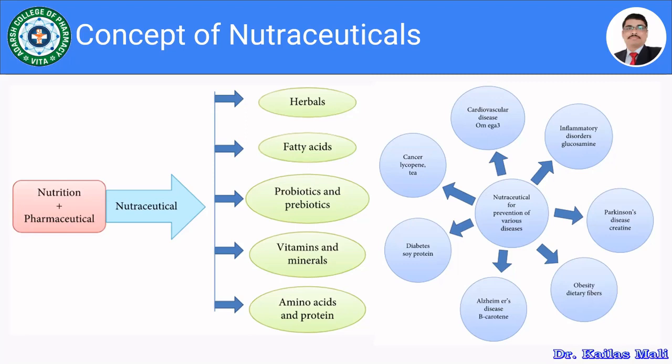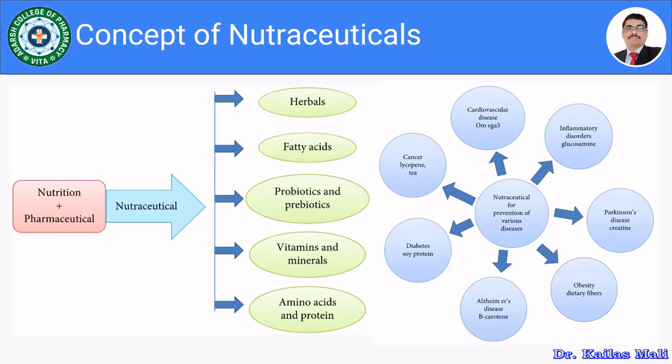Then the probiotics and prebiotics. What are probiotics? Probiotics are living microorganisms which are beneficial for our health. Prebiotics are the ingredients which promote the growth of the probiotics, right? Then vitamins and minerals, you might already have studied certain vitamins and minerals, isn't it? They have a beneficial effect on health. Then amino acids and proteins. Yes, we require amino acids as well as proteins. So all these are nutraceuticals.